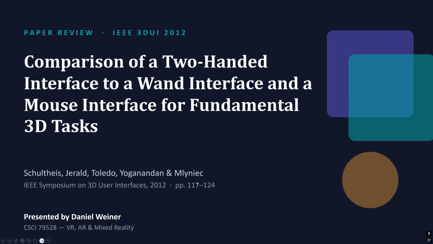It's by these people here, and it's a direct empirical comparison of three ways to control 3D objects. And one of its authors, Jason Gerald, actually wrote our course textbook, the VR book. In this presentation, I'll cover the problem this paper tackles, how the study was designed, and what they found.